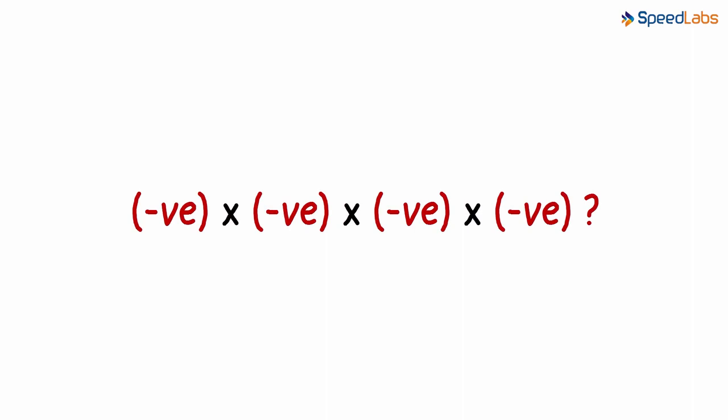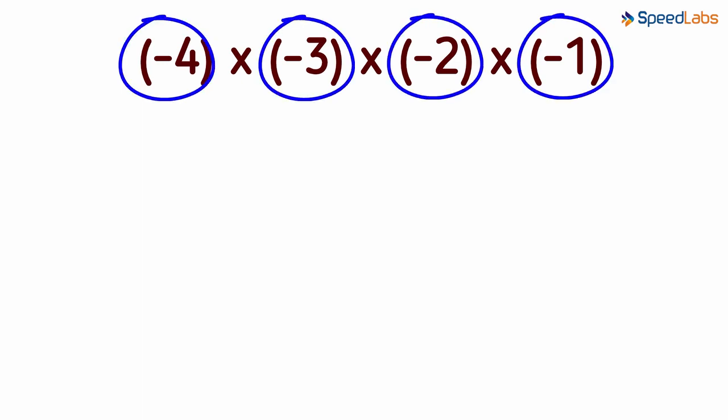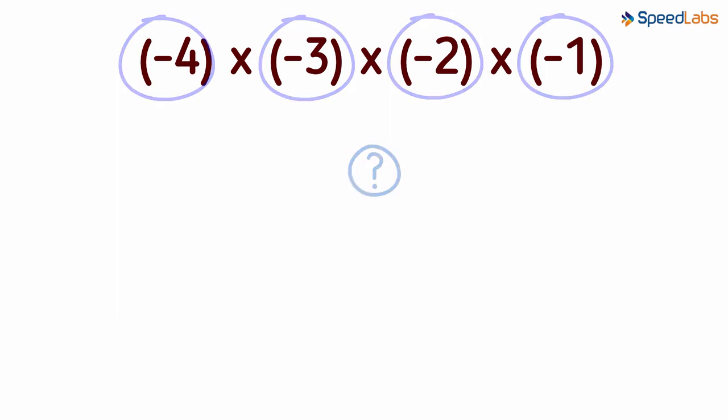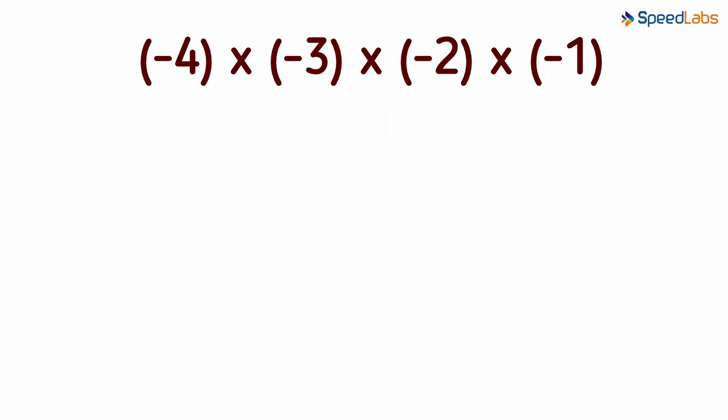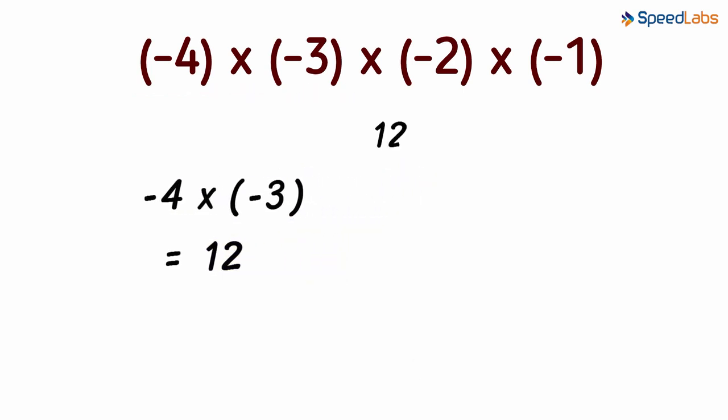Let's find it out. Look at this question. In this problem, we have to multiply four negative integers. Can you give it a try? Let's see the answer. Like in the previous example, here we will first multiply these two integers. The answer is 12. As both the integers are negative, we get a positive product. Let's write the expression like this.